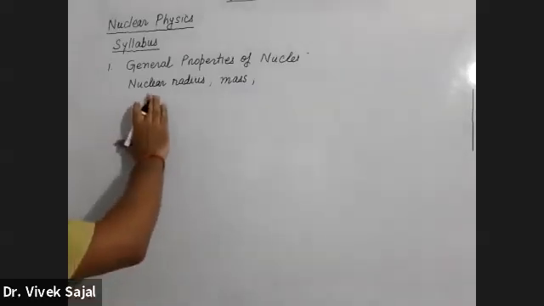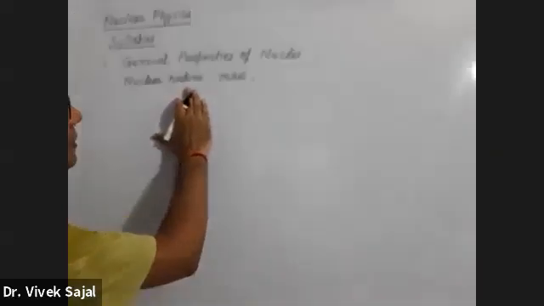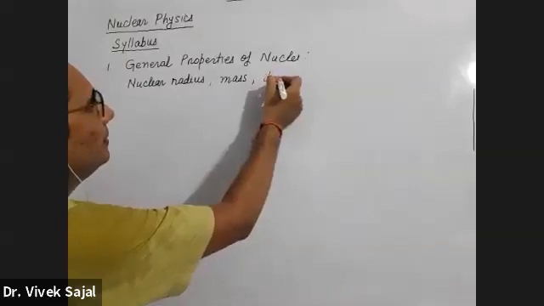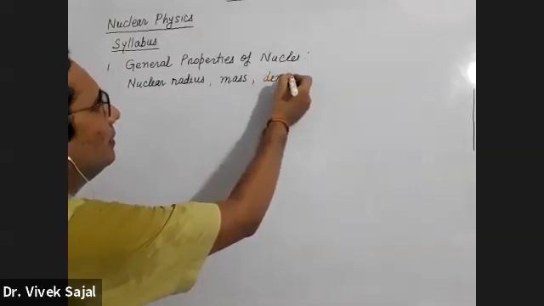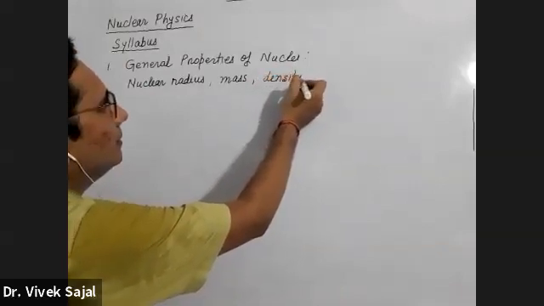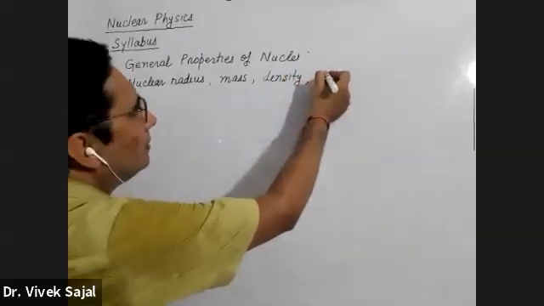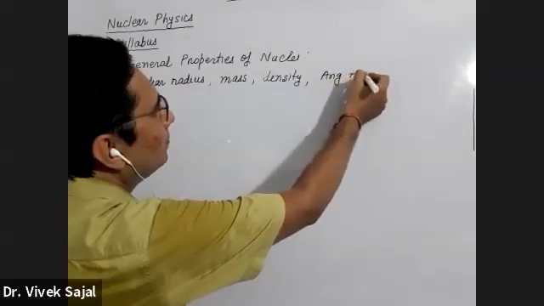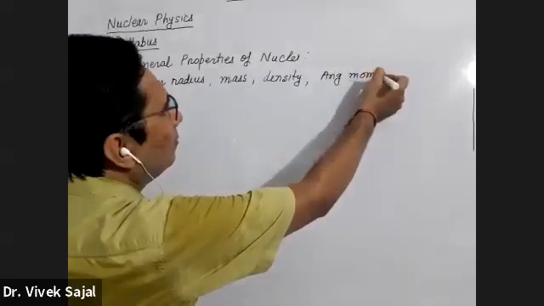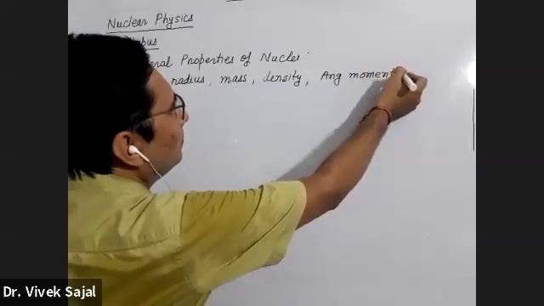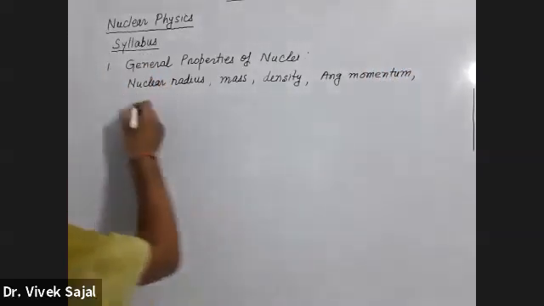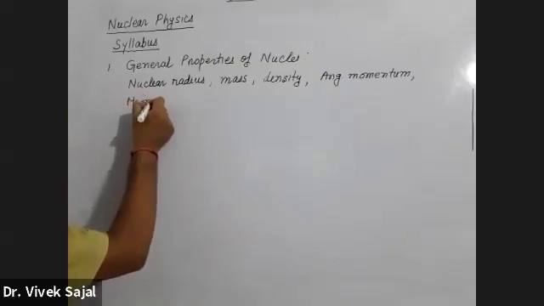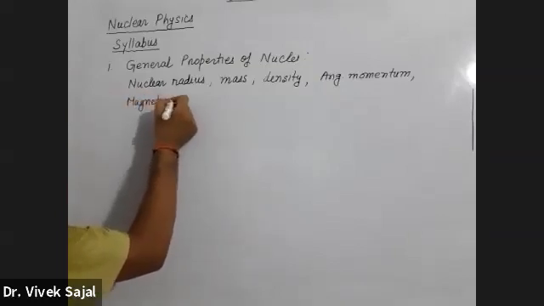Okay, don't worry. So first we will start with nuclear radius, then nuclear mass, its density. We will discuss density. Then we will discuss angular momentum, and magnetic moment.